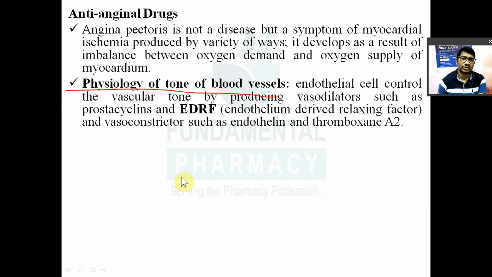Endothelial cells will control the vascular tone by producing vasodilators. Which vasodilators? They will produce vasodilators, for example prostacyclins. So locally, prostacyclins act as a vasodilator. Then EDRF, that is endothelium derived relaxing factor, is also known as nitric oxide.